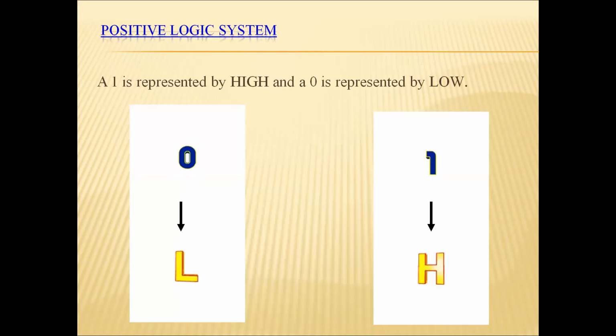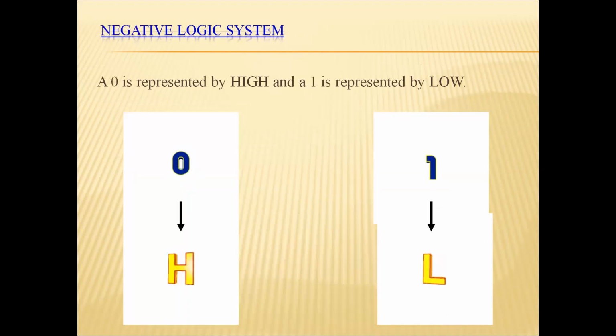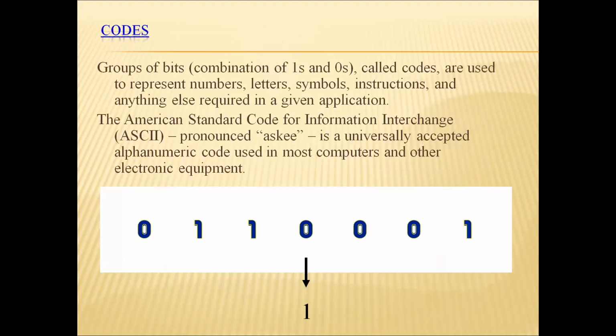So as I told you, this is a positive logic system. 0 is low and 1 is high. 0 is for 0 volt and 1 is for plus 5 volt. And this is the negative logic system, where the contrary happens. 0 becomes high and 1 becomes low. 0 volt becomes 1, and plus 5 volt becomes 0. So this is a typical example of code.